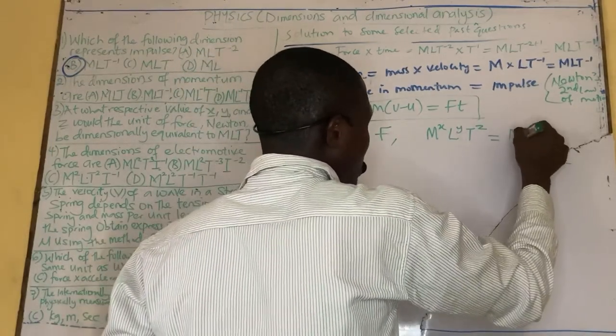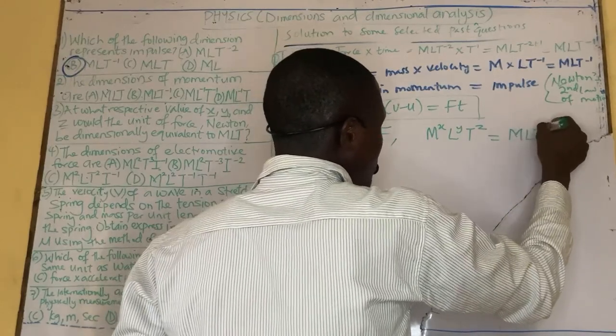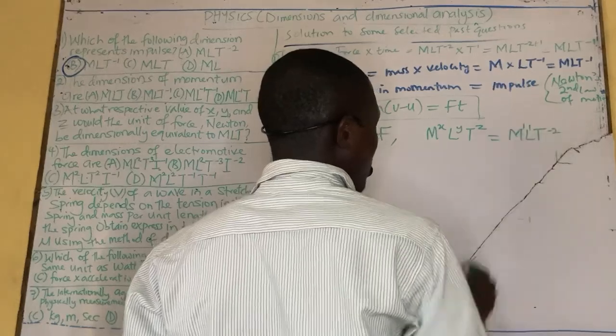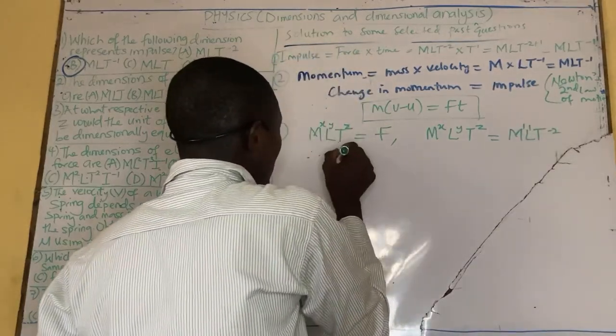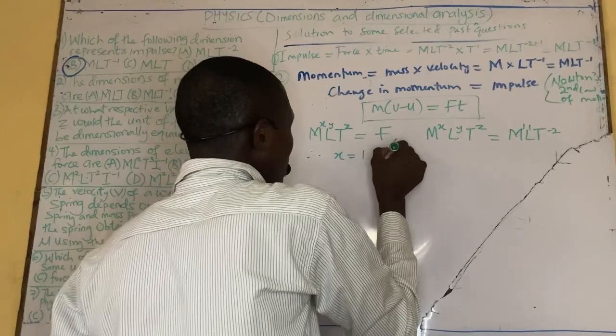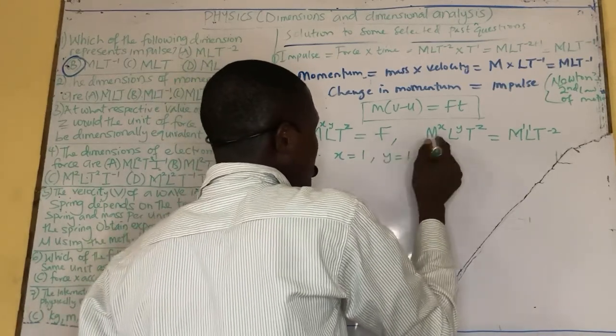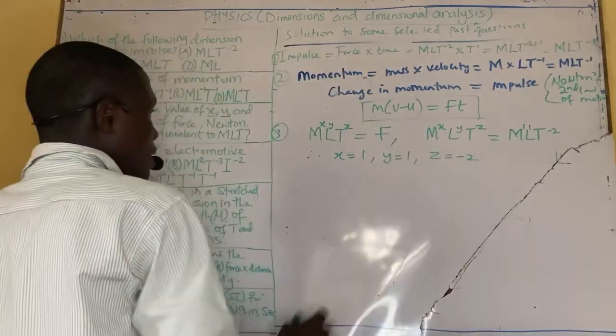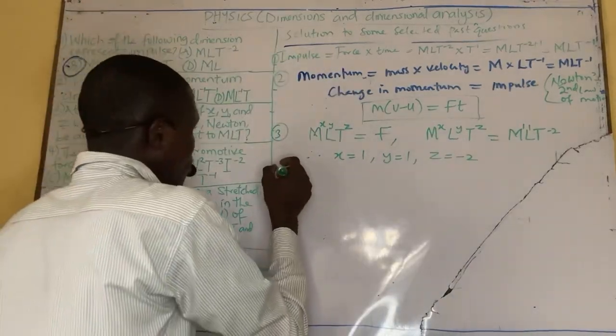What's the dimension of force? It is M L per T squared. If you relate it very well, this one is going to be 1, 1. Therefore, x is 1, y is 1, and z is minus 2. So it is 1, 1, minus 2.